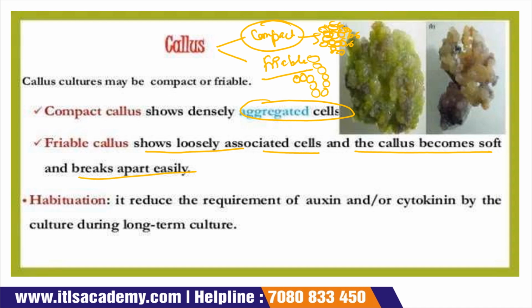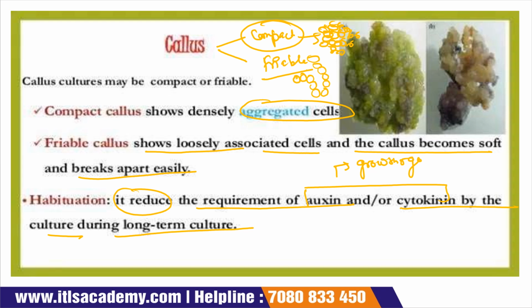Now the next term is habituation. Habituation reduces the requirement of auxin or cytokinin by the culture during long-term culture. So habituation reduces the requirement of growth regulators, that is auxin and cytokinin, by the culture during long-term culture.